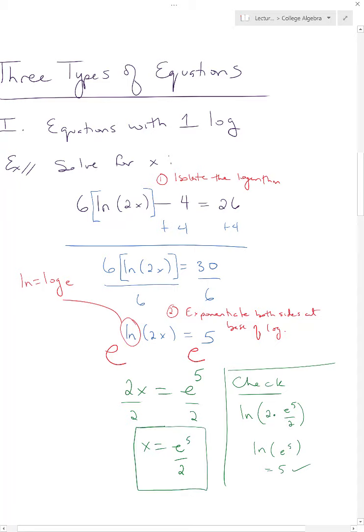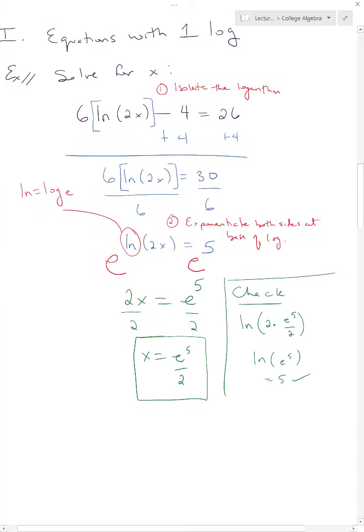And so this is our solution. So to review our steps, when you are working with equations that contain one log, to solve for x, first you isolate the logarithm, whatever it is, get that by itself, and then once you have the logarithm by itself, you exponentiate both sides at whatever the base of the logarithm is. And lastly, always remember, and we'll even say this is step 3, to check your answer.